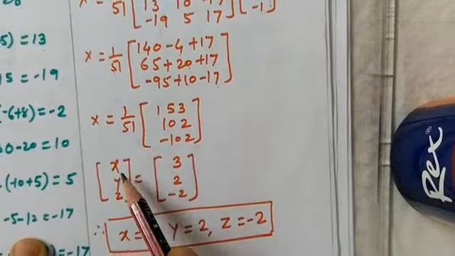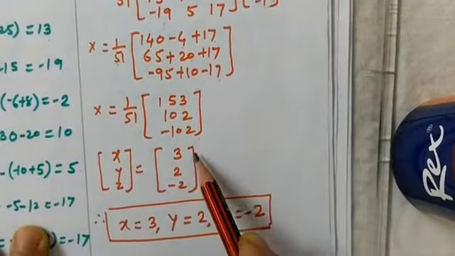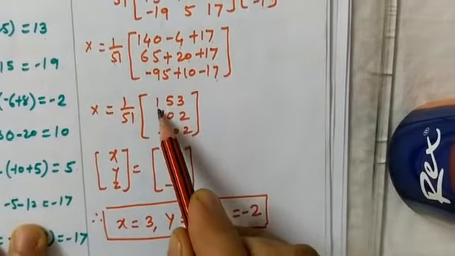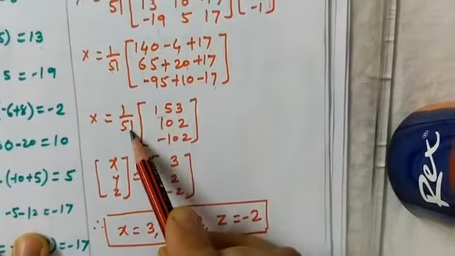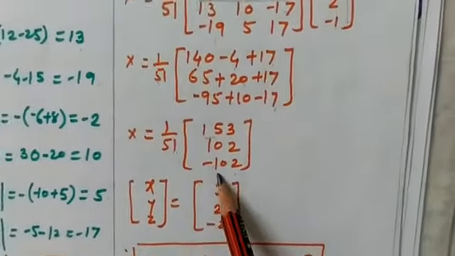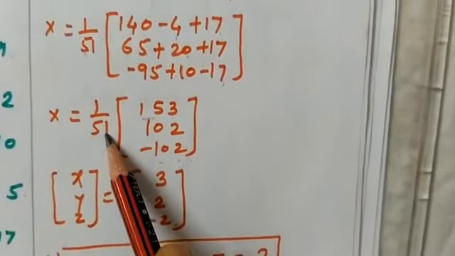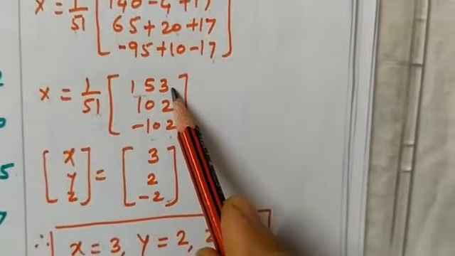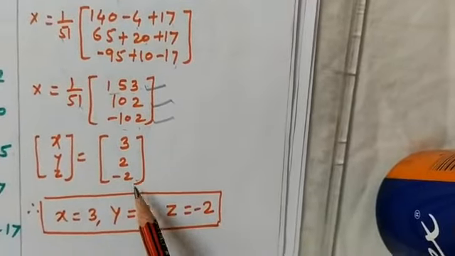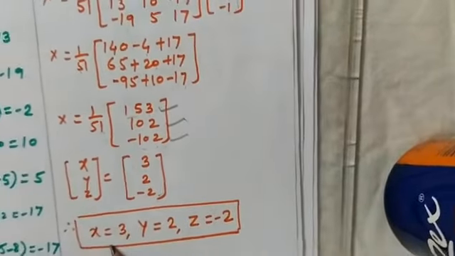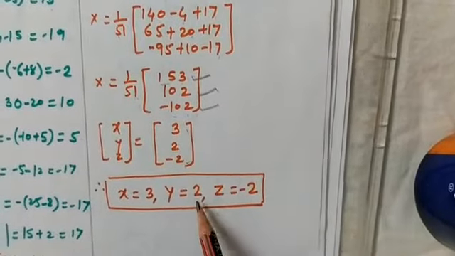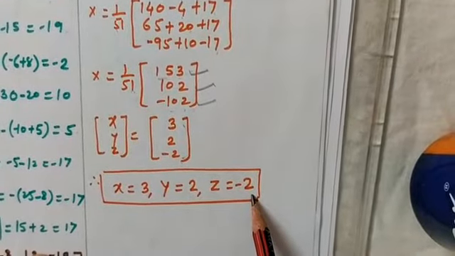So x is the matrix having x, y, z, which is equal to 3, 2, minus 2. After the simplification, we divide each element: 153 divided by 51, 102 divided by 51, minus 102 divided by 51. After dividing every element by 51, we get 3, 2, minus 2, and therefore the values of x, y, z are: x is equal to 3, y is equal to 2, z is equal to minus 2.